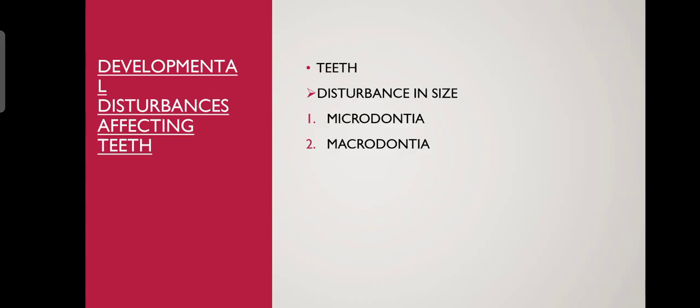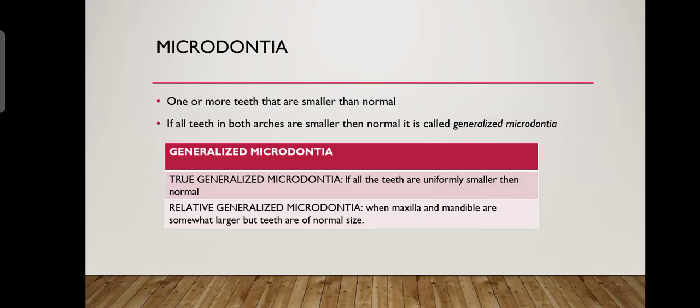Now, the developmental disturbances affecting teeth are further divided into some subcategories. The first category is disturbance in size. In size, there are two types of disturbances: either the size is small, microdontia, or the size is large, that is macrodontia. First, we'll see microdontia. Microdontia is when one or more teeth are smaller in size than normal.